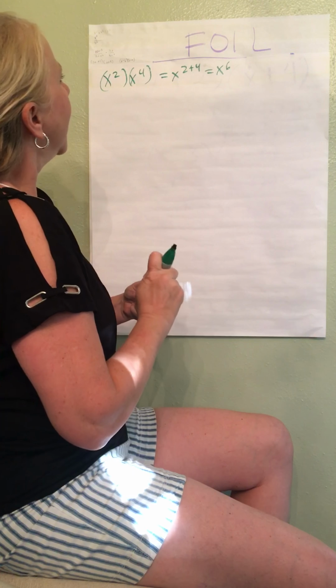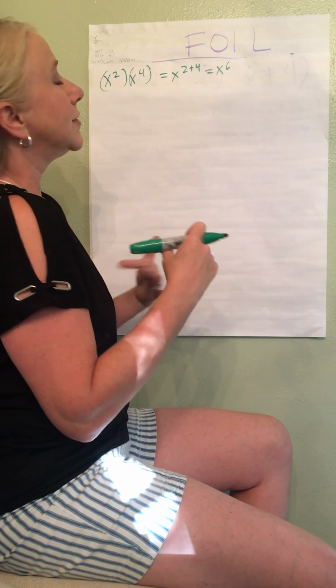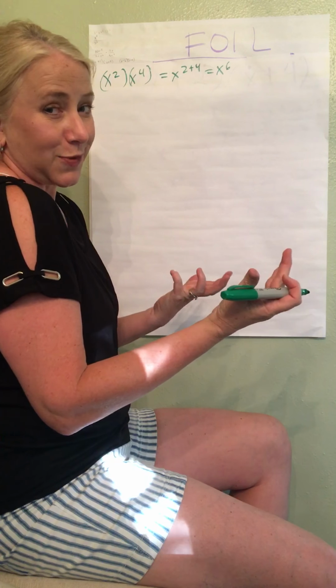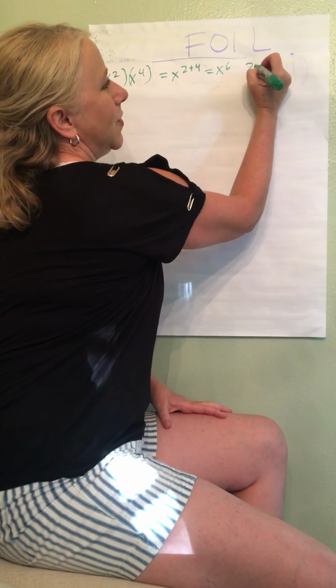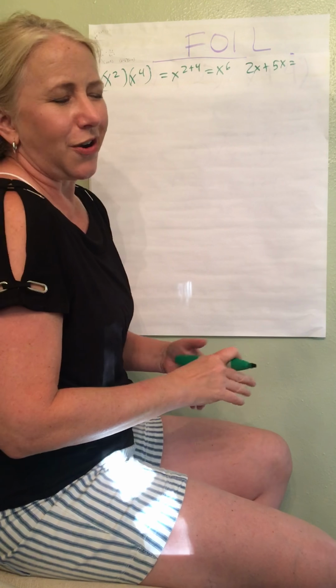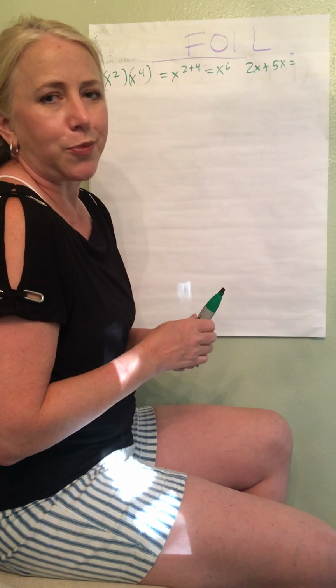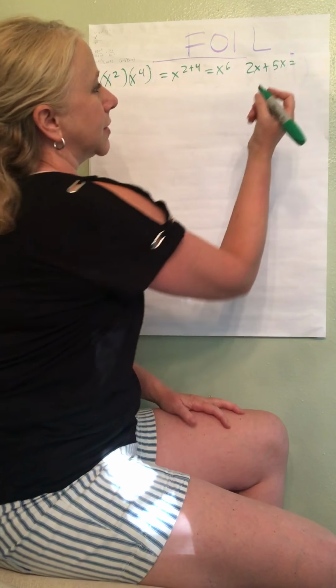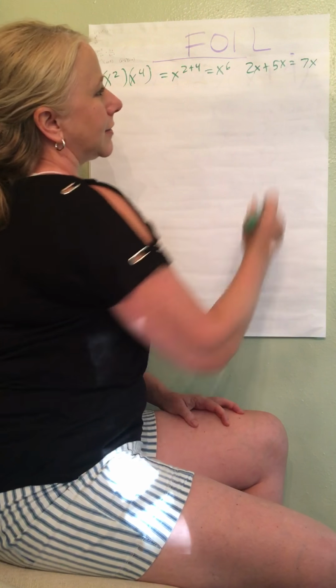Another example is if you just add things with the x variable on it. 2x plus 5x equals what? All you can think about it is just like adding 2 apples with 5 apples, and you get 7 apples. So that's going to equal 7x, okay?